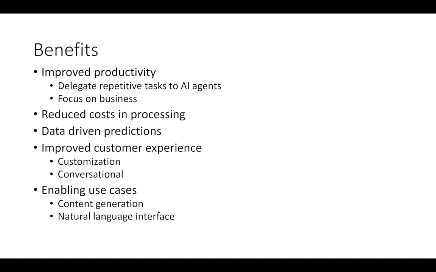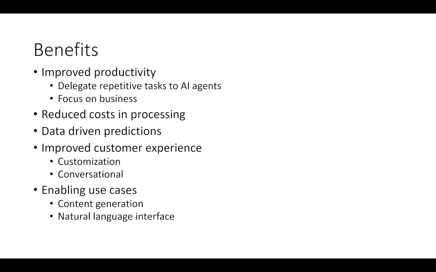Okay. It reduces the cost. As you can see, manual processes have more cost, or they can be error prone. So a lot of that cost will be eliminated. It brings in automation, and as we know, automation reduces cost. So there is a reduced cost in processing because of AI agents.